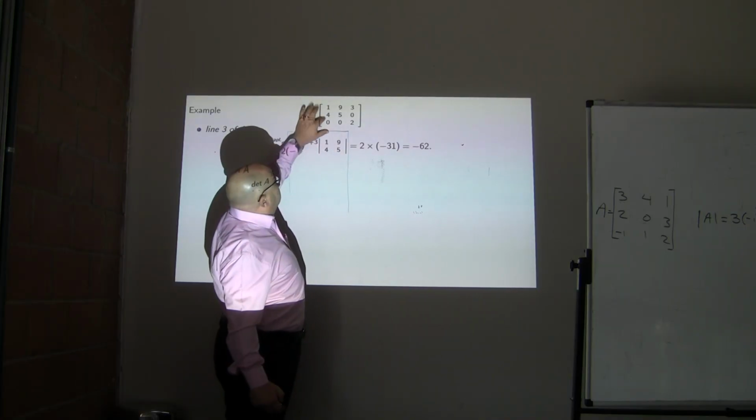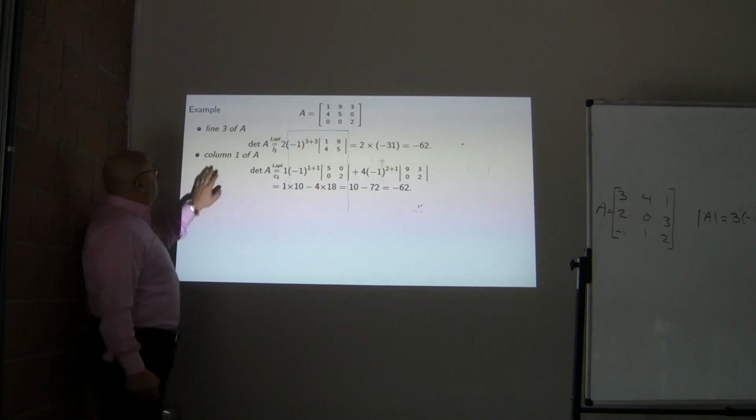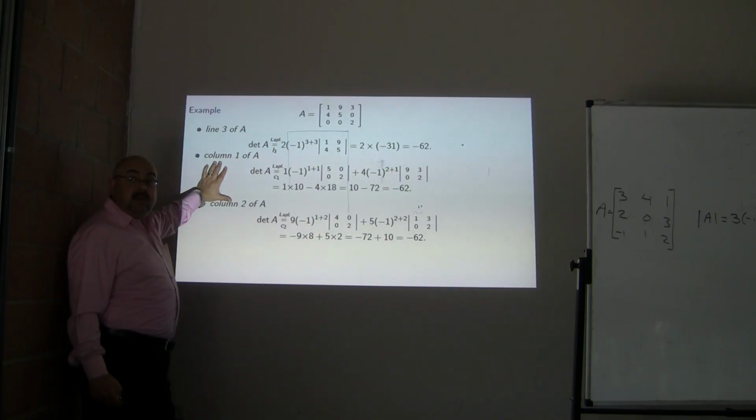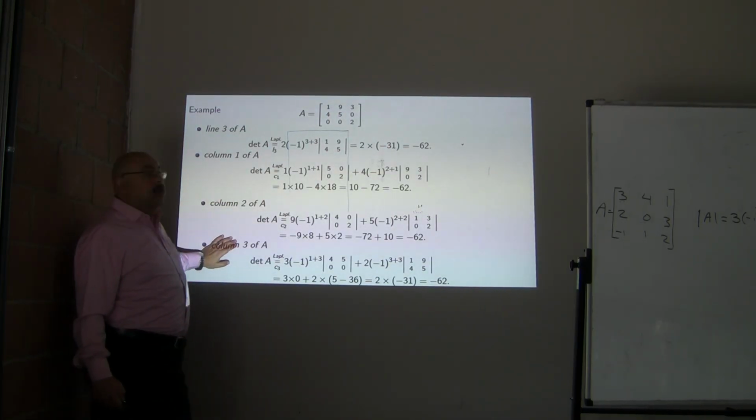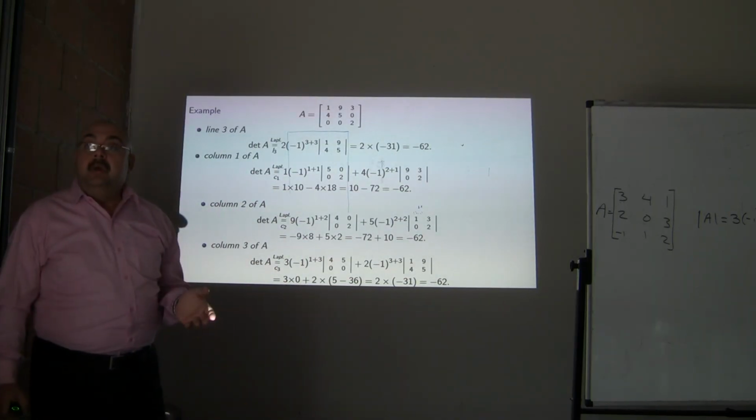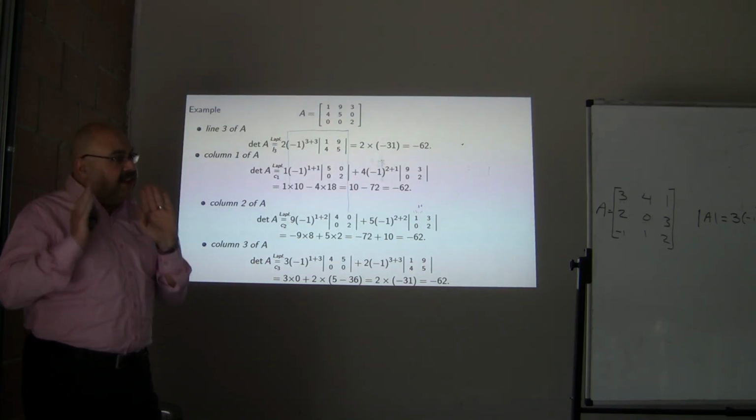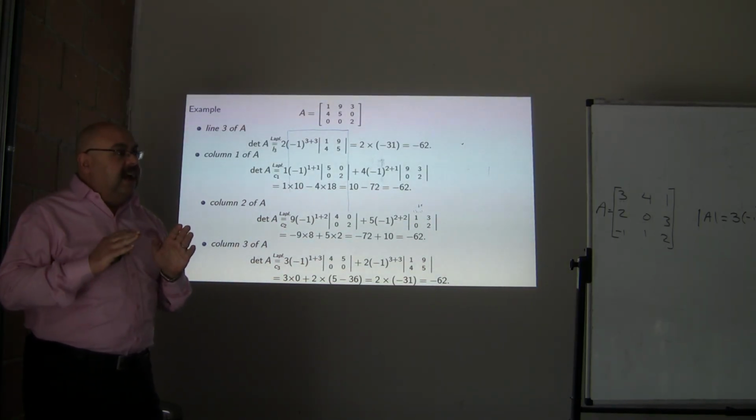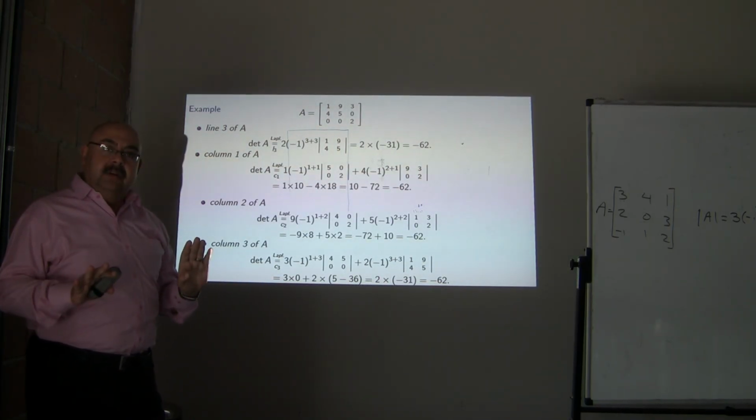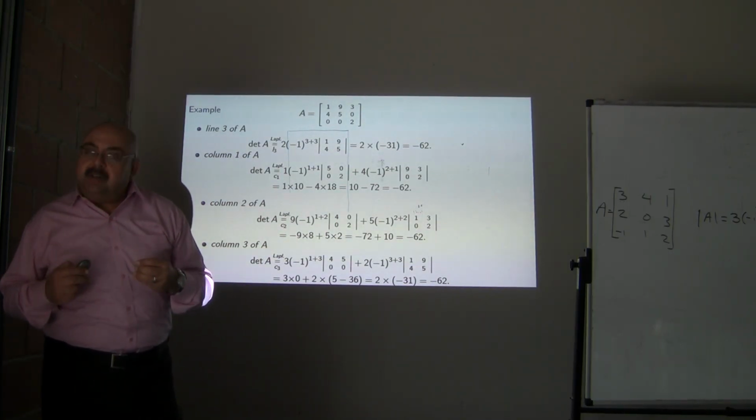I also can use any of the columns: the first column, second column, third column. This is the value of evaluating with the first column. That's the value of the determinant with the second column. That's the value of the determinant with the third column. All of them, the values are negative 62. So practically, we are not going to do this more. It's just to indicate that expanding a determinant using any row or any column, the value will be the same in front of your eyes. But you should choose the smarter choice.